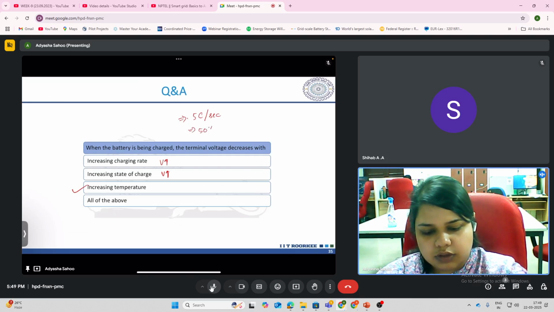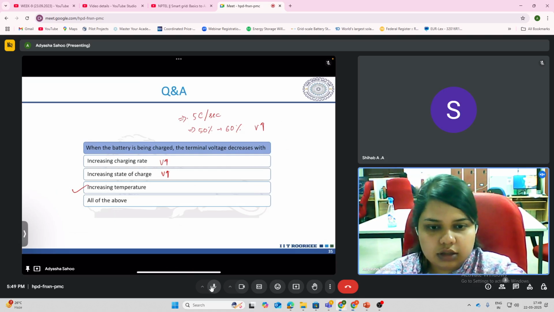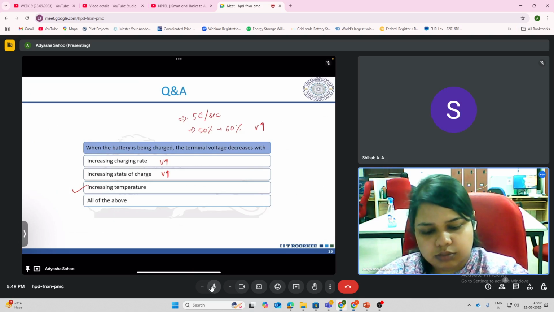When the SOC is 50% to 60%, then what will happen to the battery terminal voltage? It will also increase. And if you try to charge it using a faster charging rate, then also, because in both processes you are basically charging the battery, the terminal voltage will increase.